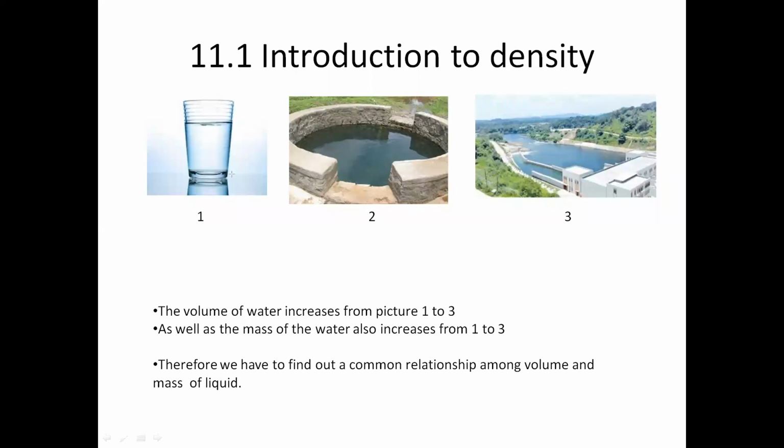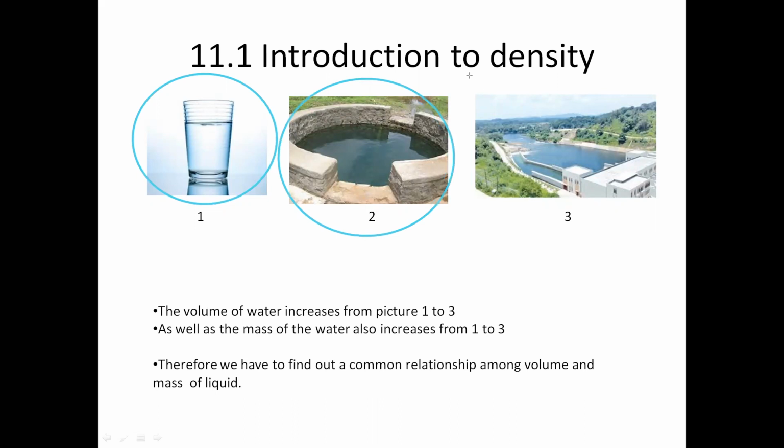Here you can observe a glass of water, a well, and a water reservoir. When comparing the volume of water in these three, from first to third, the volume of water increases. And when we consider the mass of water, it also increases from 1 to 3. That means there is more water in the reservoir than in the glass of water and in the well.